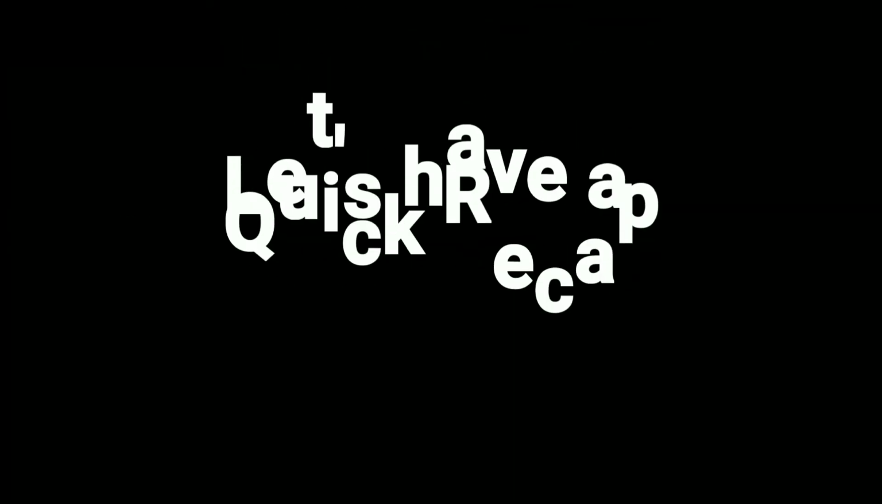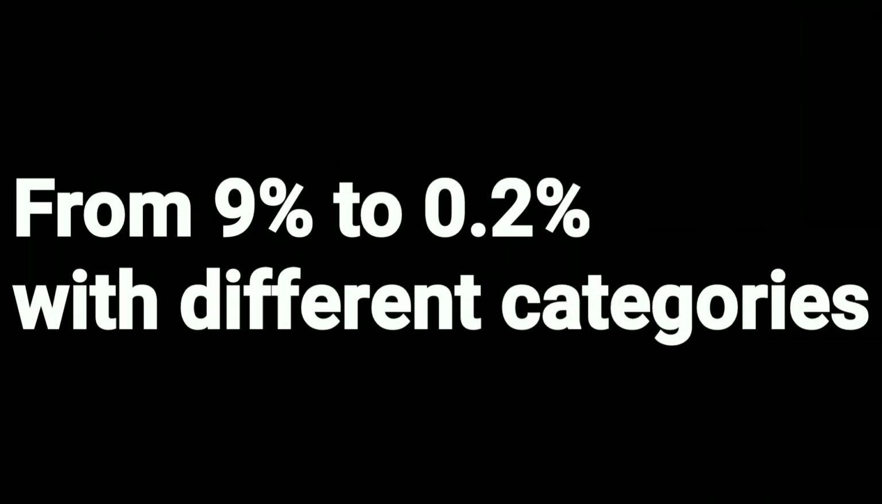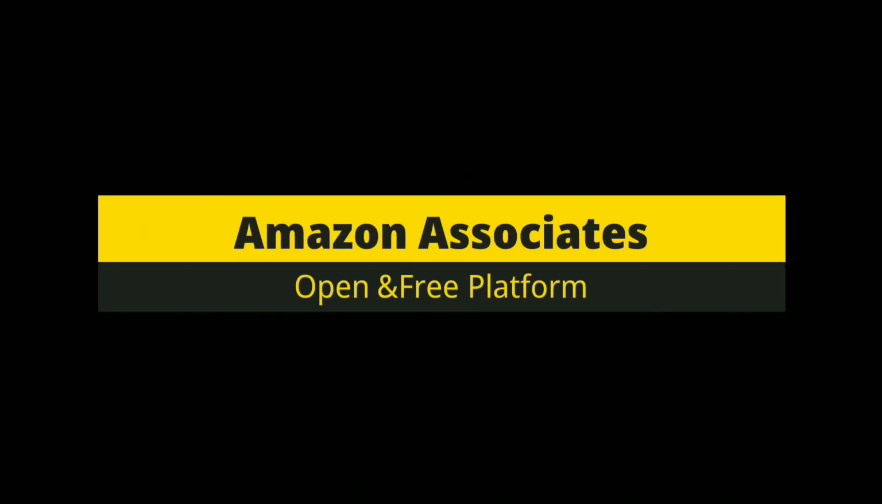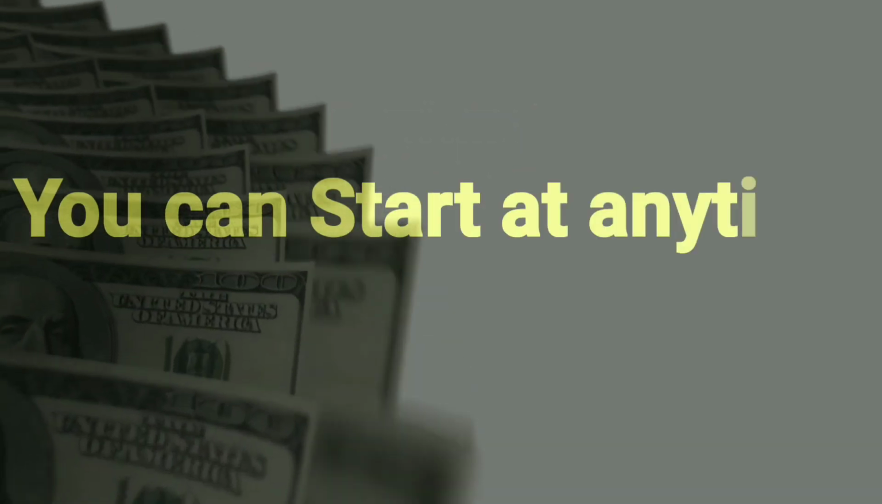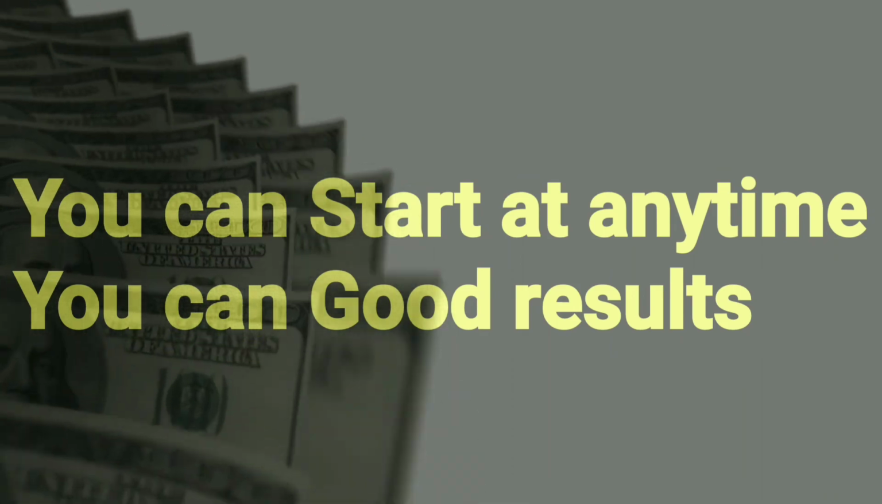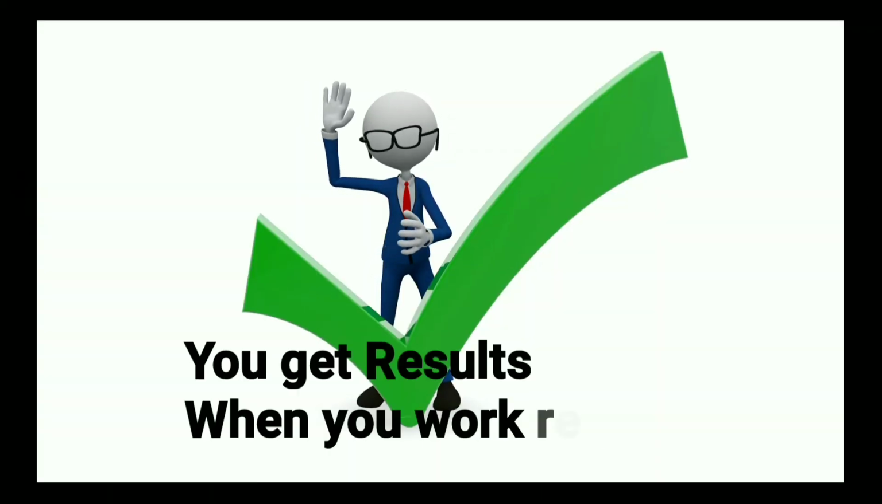Now let's make a quick recap. At the start, I explained the fixed commission rates at different percentage levels: 9%, 8%, 7%, up to 0.2%. After that, we discussed excluded products and I have shown them clearly. Amazon Associates is an open free platform. Anybody can start, anybody can earn. So you can start at any time. And if you work on this, you will get some money.